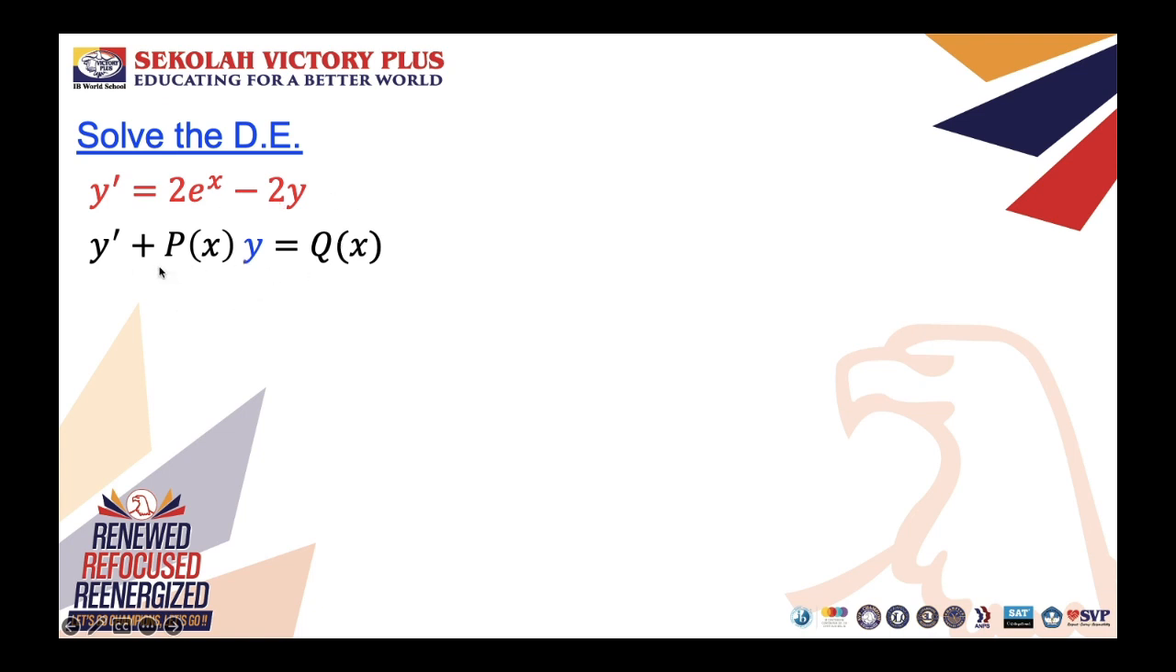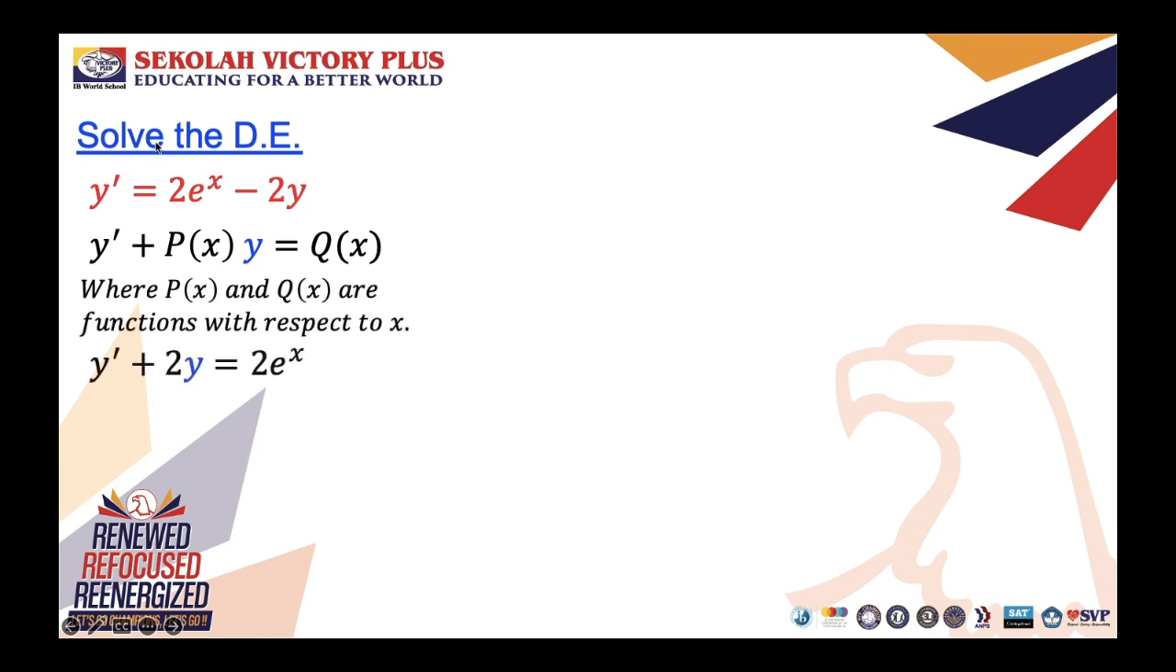So this is the expression which contains the variable y, if this is y prime. This may be a number only, or this may be an expression, which you will see later on, equal to another expression solely for x. So in this case, for us to write this in this particular format, we have to transfer the 2y to the left side. Thus, we will get this.